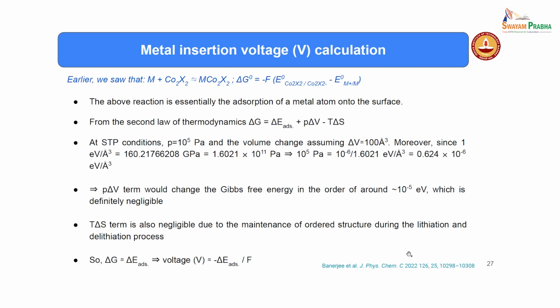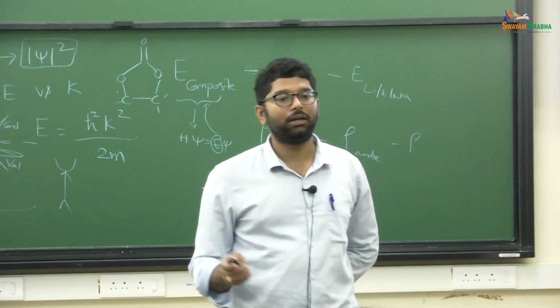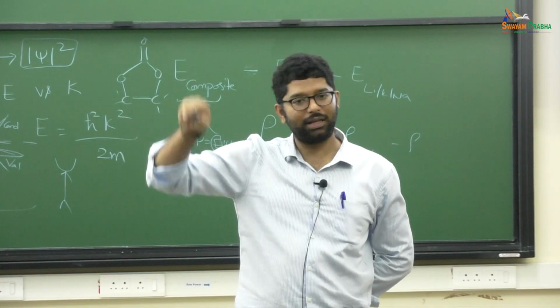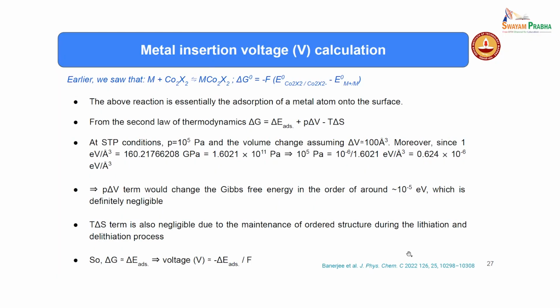So the above reaction is essentially nothing but the adsorption of the metal atom onto the surface, and in general you might have heard this value delta G, Gibbs free energy. Have you heard Gibbs free energy or no? Majority no? Okay. So how do you calculate the Gibbs free energy? G is equal to H minus TS, and H is nothing but U plus PV. So if you rewrite, U is your internal energy of the system, and that internal energy here is nothing but the adsorption energy according to the reaction. And then what you have is the P delta V term and the T delta S term.